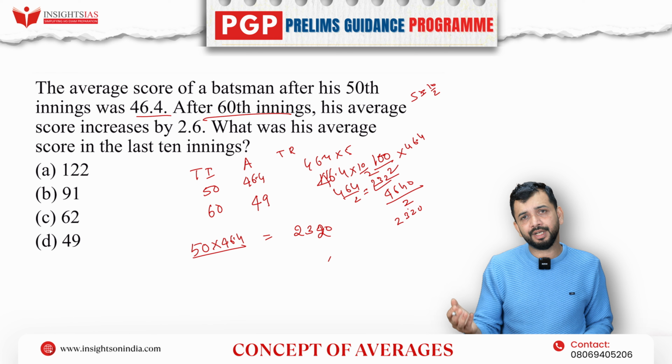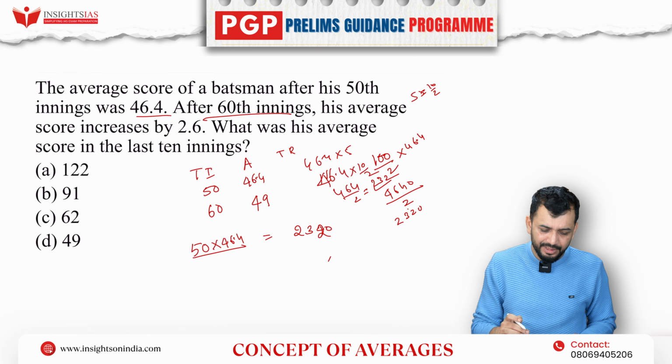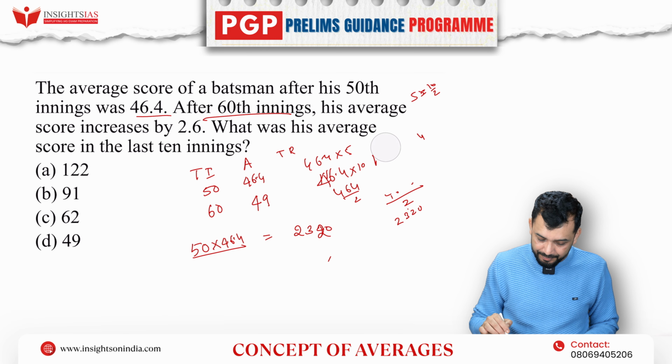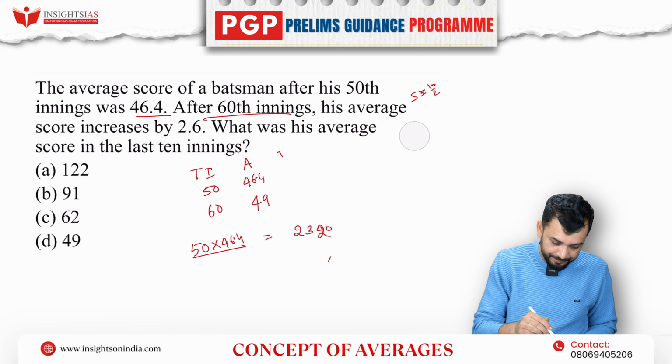Right. Similarly, if 500 is there, then 1000 by 2. Like that, you can just use it. Right. So that is one way of looking into things.